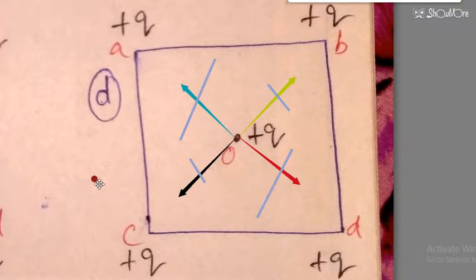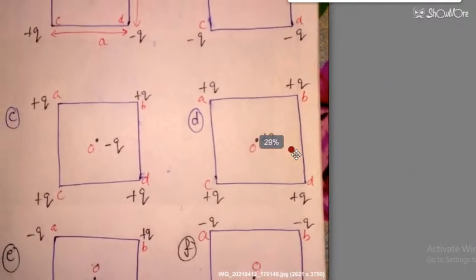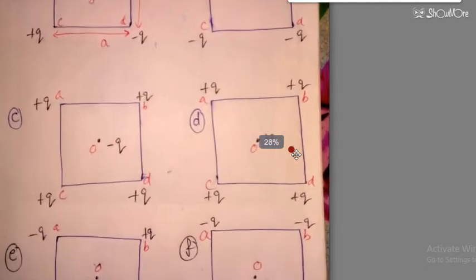So the net force at the central charge, which is placed at the center O, having the magnitude plus q, will also be 0. So now we are moving to the question parts A, B, C, D, E, F. Okay, so 2 are left.